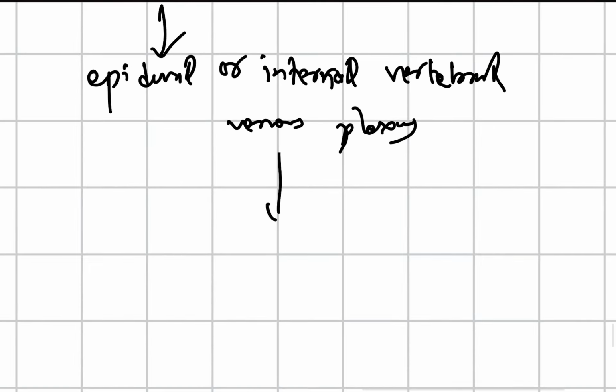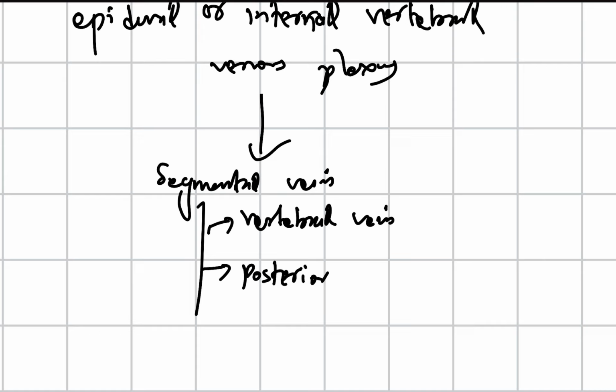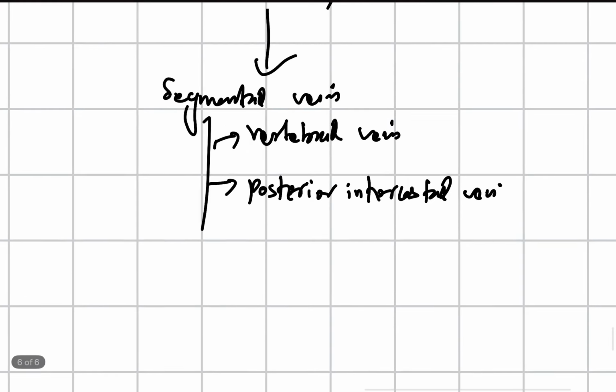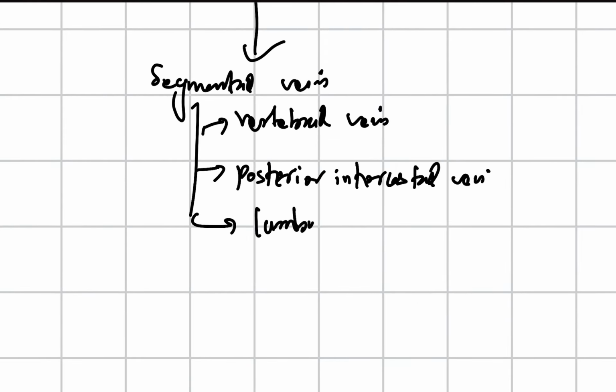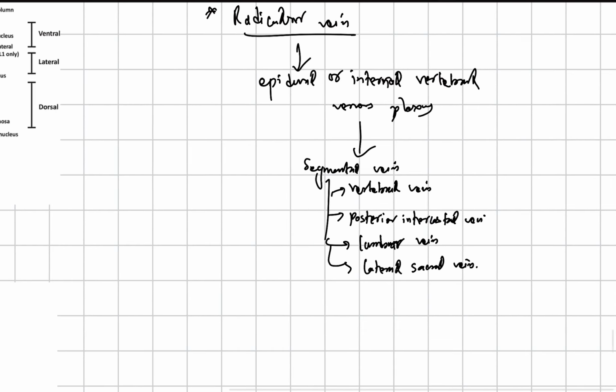and then this drains into segmental veins like the vertebral vein, the posterior intercostal vein, then the lumbar vein, then the lateral sacral vein. This is regarding venous drainage.